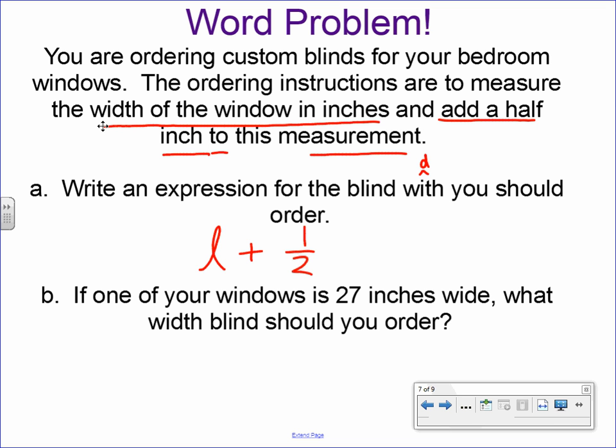Part B, if one of your windows is 27 inches wide, what width blind should you order? So we do what? Fancy math word. Starts with S. Substitute. Substitute. What for what? 27 for L. And the answer is 27.5. Now, we are going to get in the habit of anything that's a word problem represents something in real life, so it deserves a label. 27.5 is what? Inches. So IN, or you can write out the whole word.